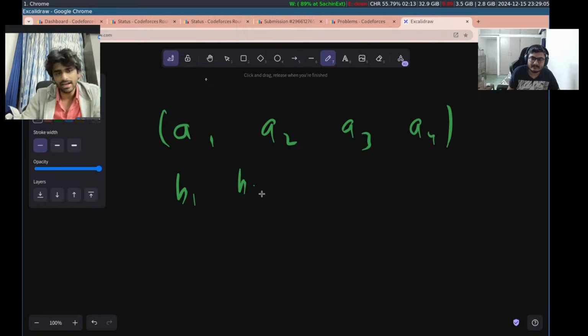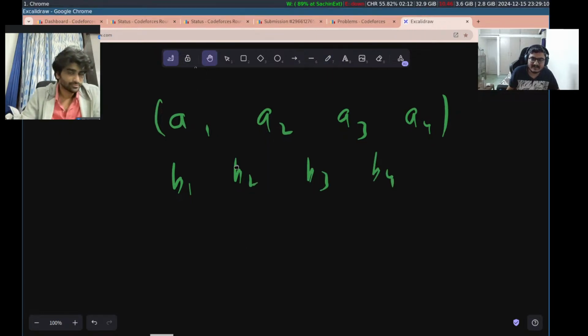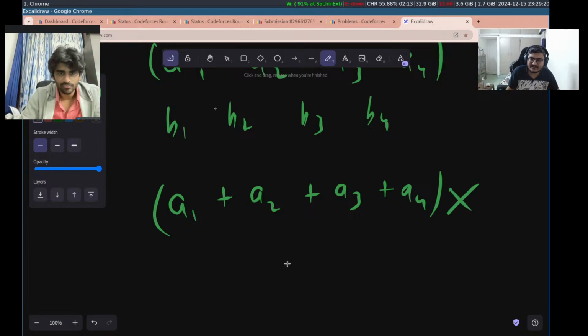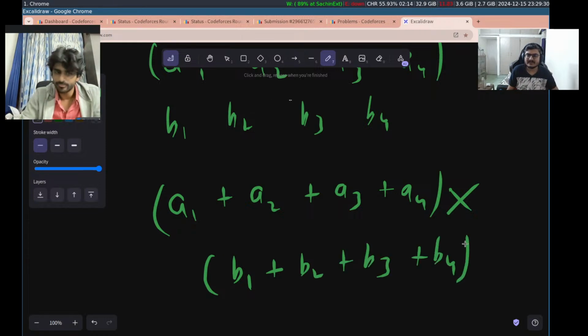Once you notice that, it becomes kind of easier. Essentially the idea is, if you look at A1 plus A2 plus A3 plus A4, take this value and multiply it by B1 plus B2 plus B3 plus B4. Now you can notice that if you multiply these two numbers, you will get all the products a_i times b_j.